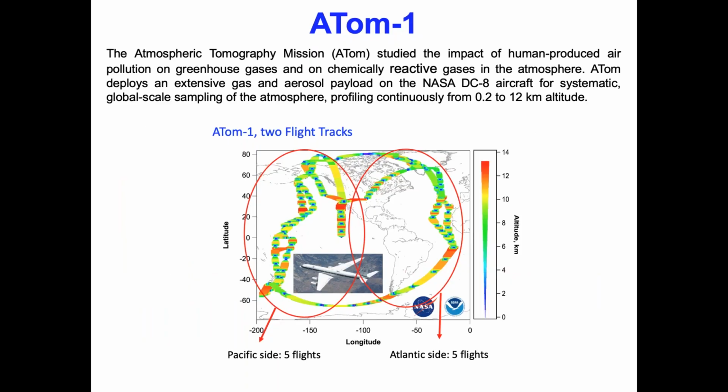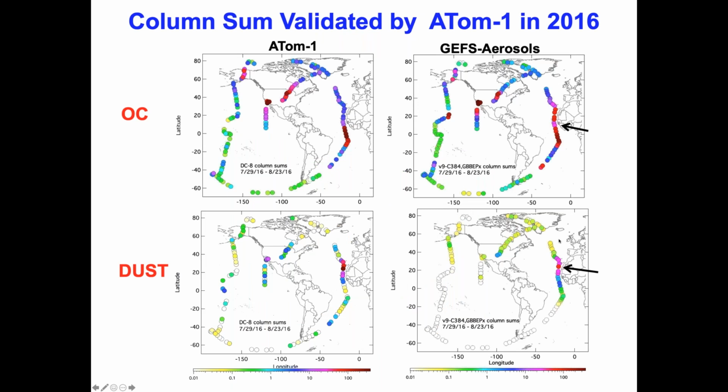This is the ATom-1 flight tracks in 2019, going from north to south and back to north again along the Pacific Ocean and Atlantic Ocean. According to these flight tracks, we calculate the column sum of both ATom and the GEFS aerosol for organic carbon, OC, and dust. The left side is the ATom observation, and the right side is the GEFS aerosol. The predicted OC and dust column sums are quite comparable to the ATom observation along the flight tracks, except there is some lower bias over the North Atlantic, in the downwind areas of the African fires, and for dust there is similarly a slightly lower bias in the downwind areas of the African dust source region.